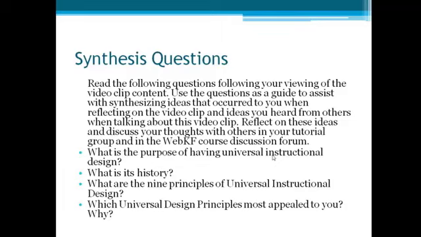Additionally, I would like you to explore the following questions and be able to answer each of these questions in your own words. 1. What is the purpose of having universal instructional design? 2. What is its history? 3. What are the 9 principles of universal instructional design? And 4. Which universal design principles most appeal to you and why?